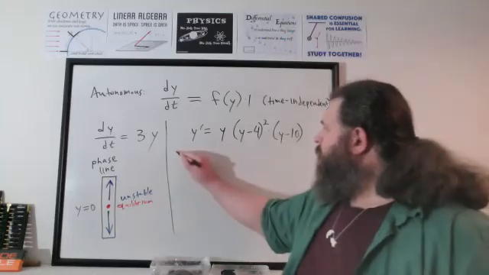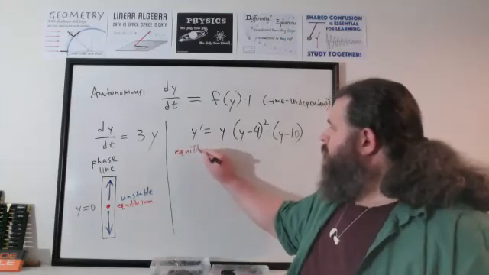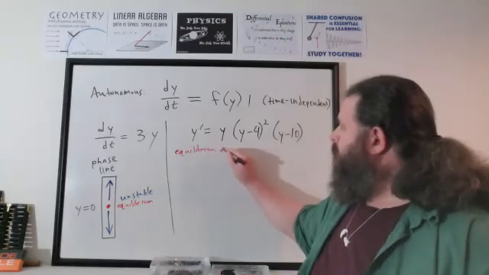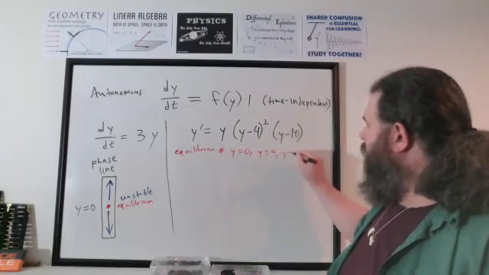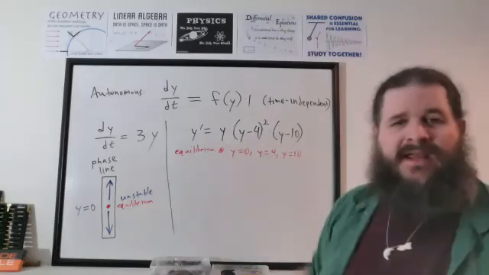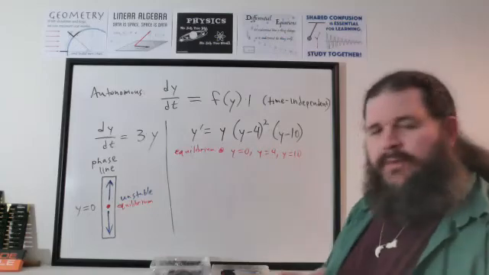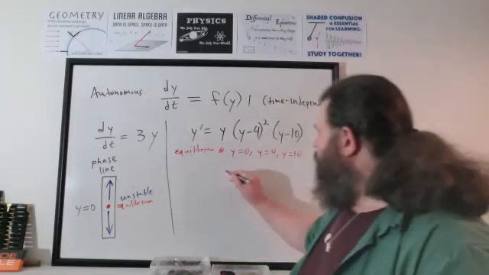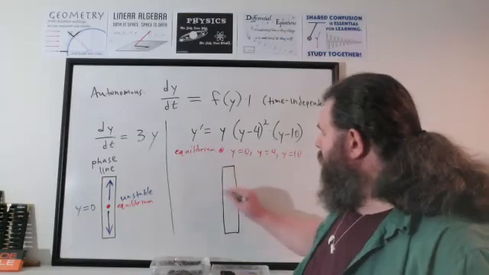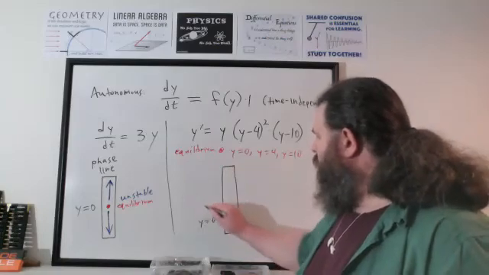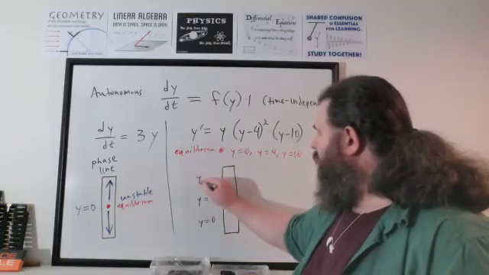So that would be y equals 0, 4, and 10. Y equals 0, y equals 4, and y equals 10 would all lead to the result being 0 slope. So what we can do then is draw out a phase line and mark the important points: y equals 0, y equals 4, y equals 10.